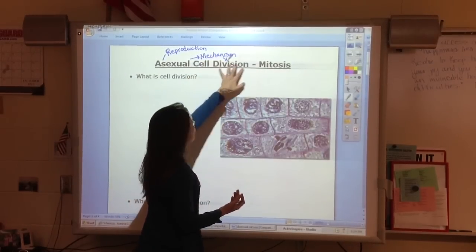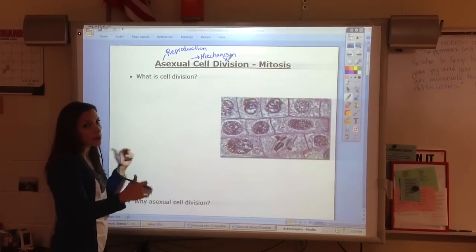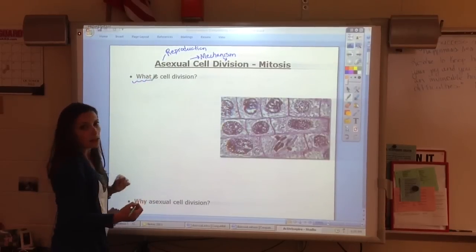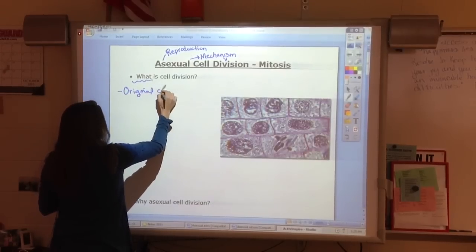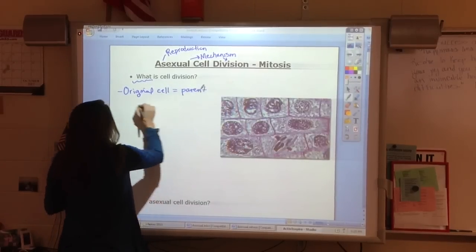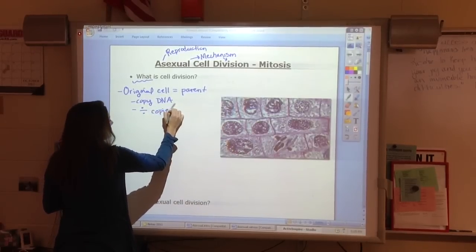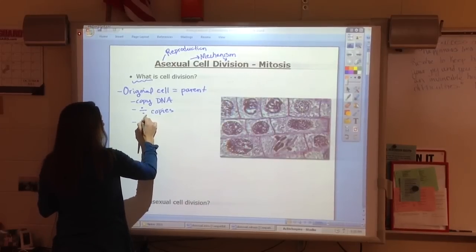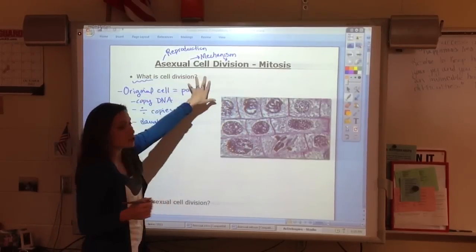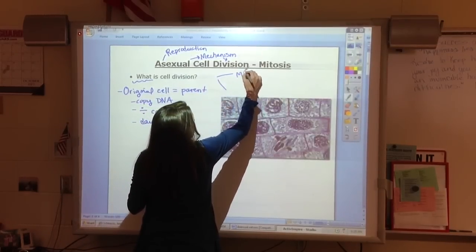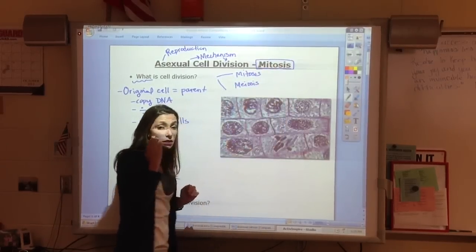And so when we look at cell division, we're going to focus in on mitosis, which is the type of asexual cell division. So, what is cell division? What is actually happening? We take an original cell, which is sometimes called the parent cell. We're going to copy the DNA. We're going to divide the copies. And we're going to produce daughter cells, or offspring. Where we have to be careful is that there are actually two types of cell division: mitosis and meiosis. We're focusing, of course, on mitosis first.